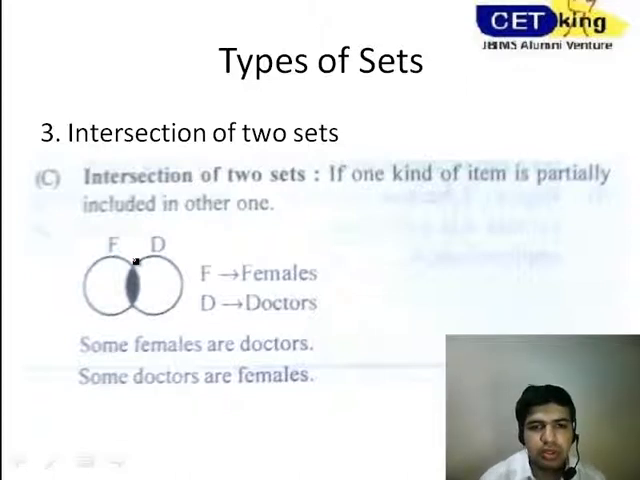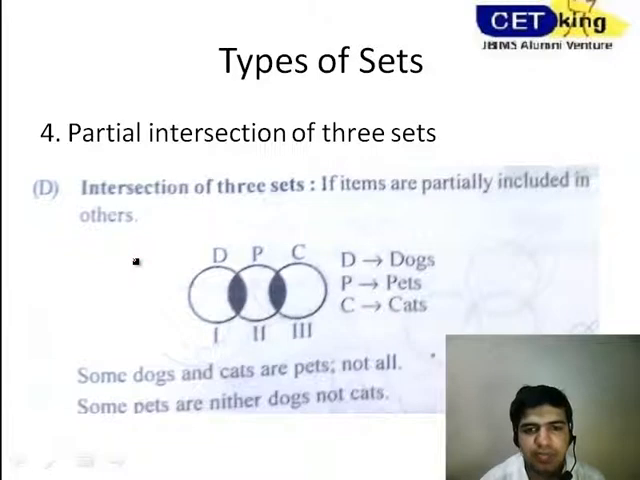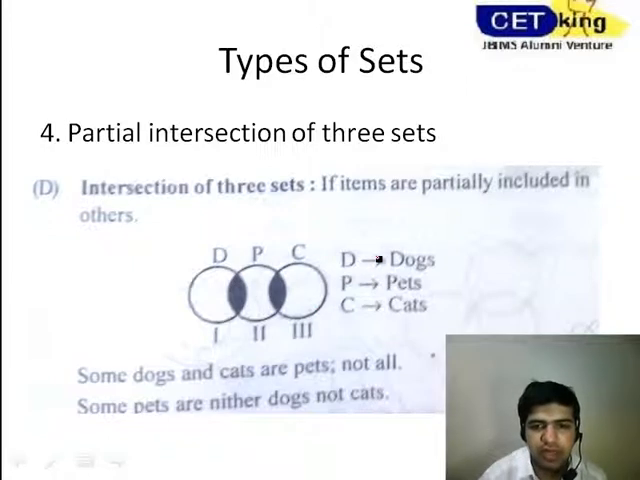Okay, so the next type, partial intersection. Over here, try to pause the video and first make it out logically yourself, and then we'll talk ahead. Here what we are saying is, this is the dog region, this is the pet, and this is cat. Now when I'm given these three words in the exam, dogs, pet, and cat, I'll have to make this diagram out in my head.